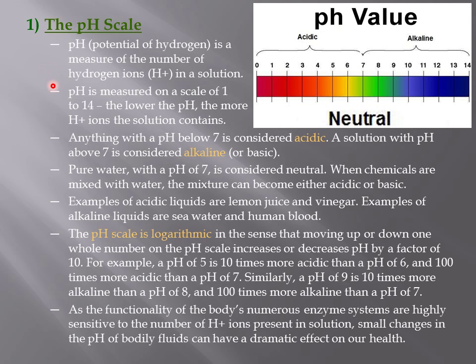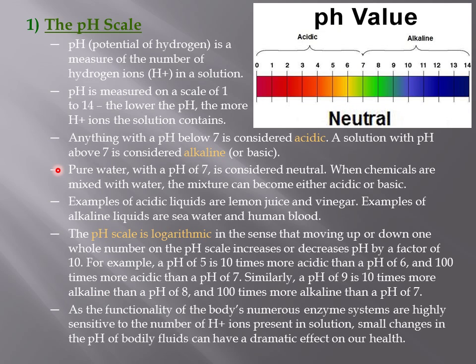pH is measured on a scale of 0 to 14. The lower the pH, the more hydrogen ions the solution contains. Anything with a pH between 0 and 7 is considered to be acidic. 7 is considered to be neutral, and anything above 7 is considered to be alkaline or basic. Pure water has a pH of 7, and so it's considered neutral.